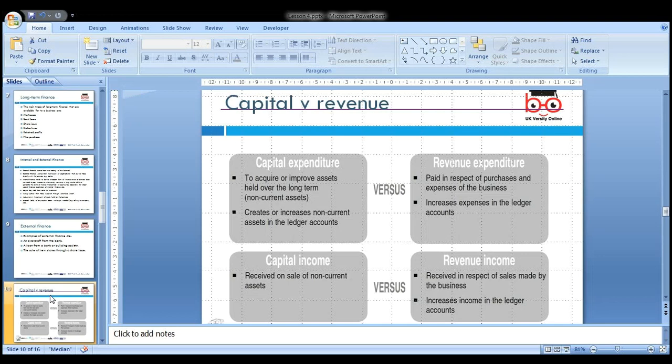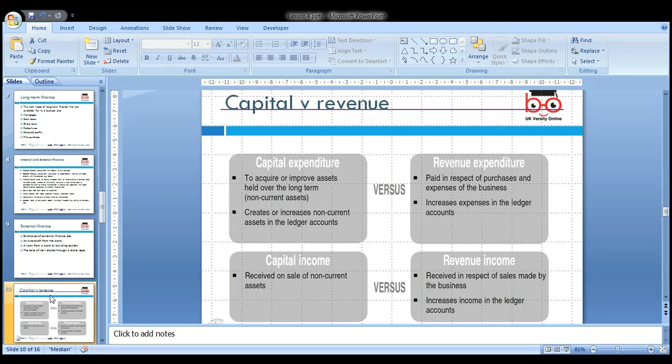So revenue, like cleaning expense, is a revenue expense. Carpet changing and decorating your house is a revenue expense. It won't increase the value of the house, but if you extend your house, it is a capital expenditure which increases the value of the house.